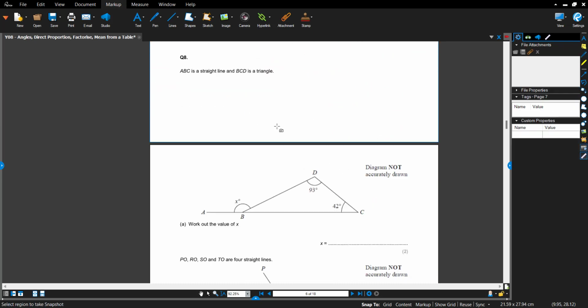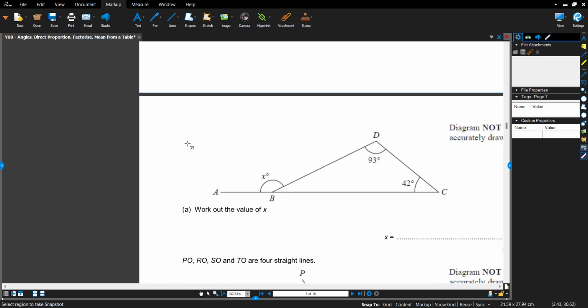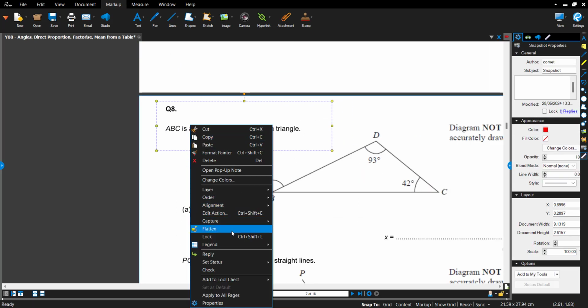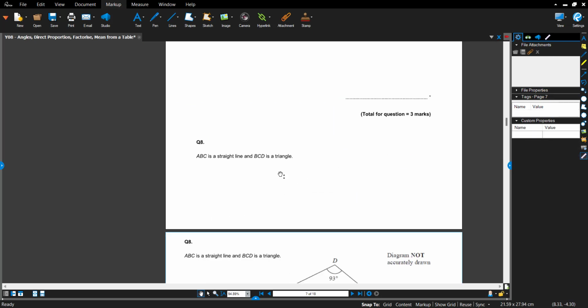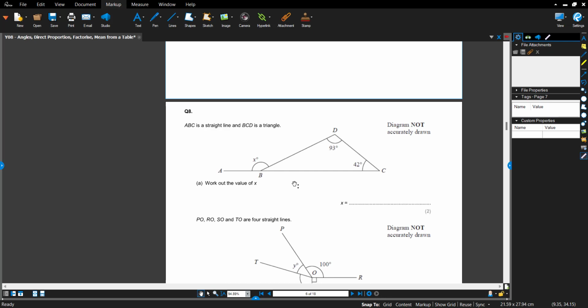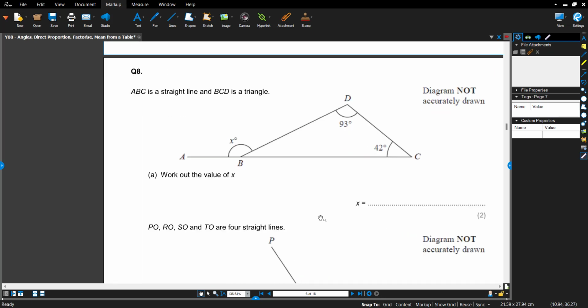Next one. Let's take this down here. Bring it down here. And let's remove that. Work out the value of x.